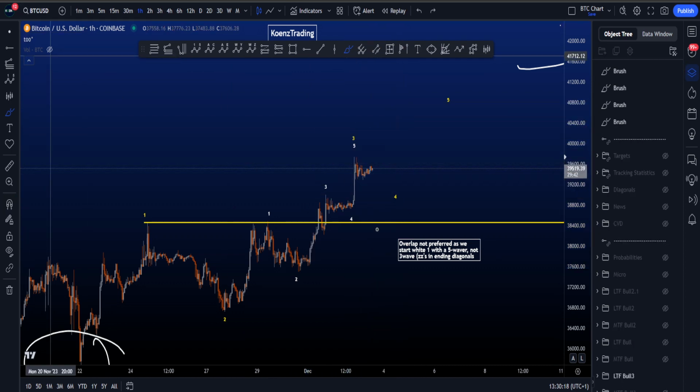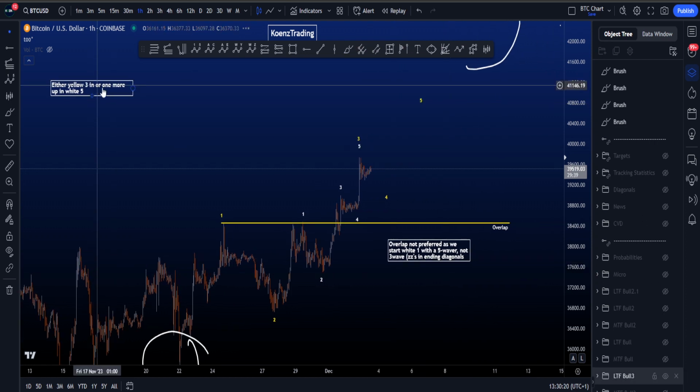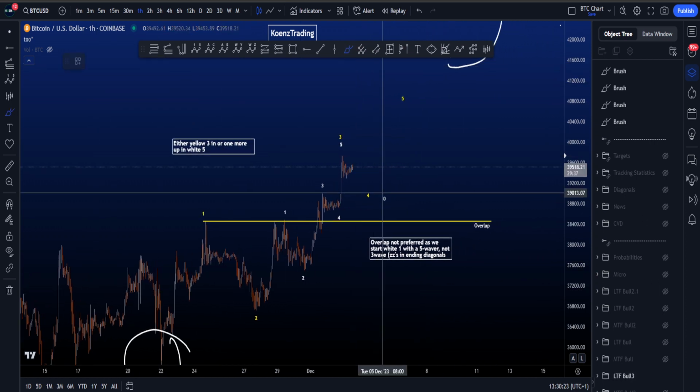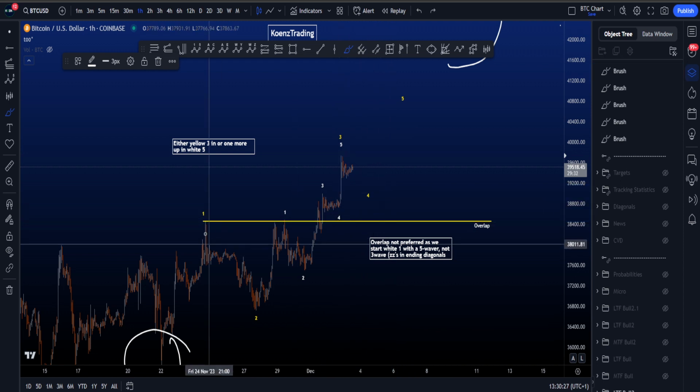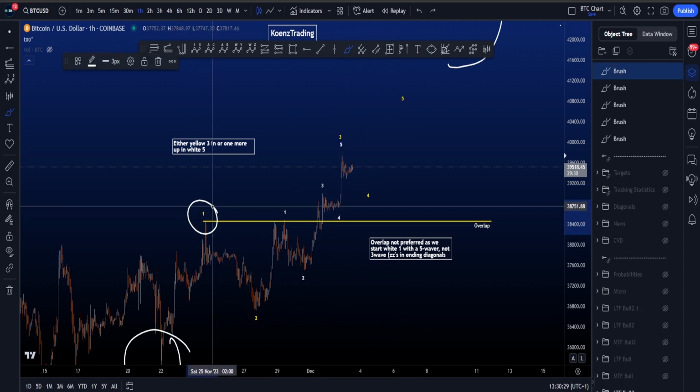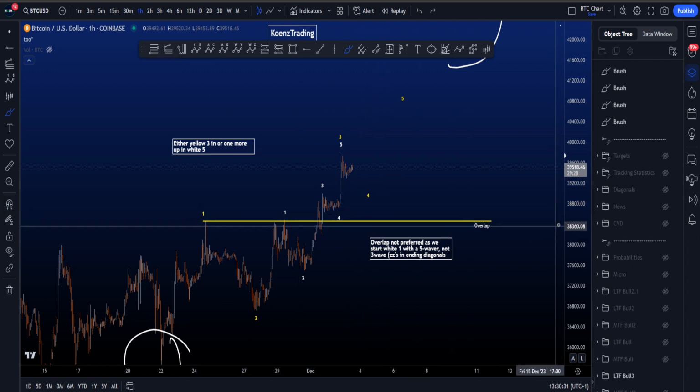Now, what is important in this scenario is that this yellow wave 4 is not going to retrace down to this yellow line here, because we don't want to see overlap between the high of yellow 1 and the low of yellow 4.